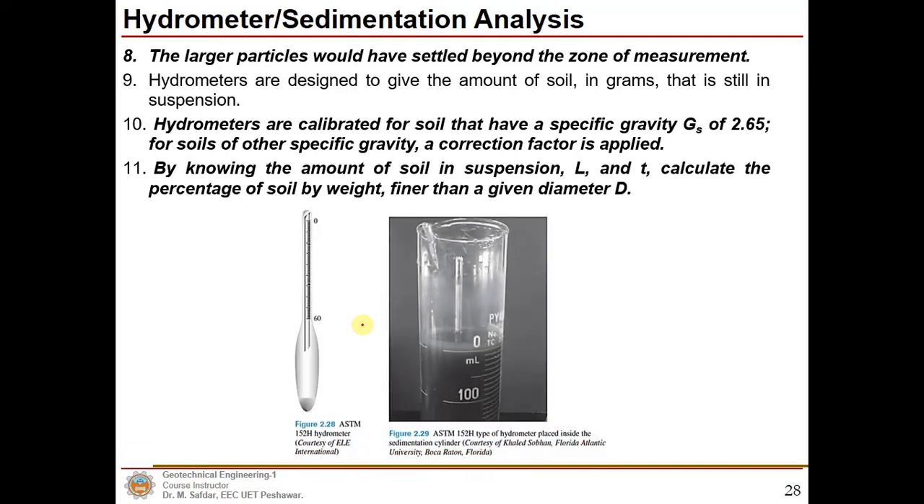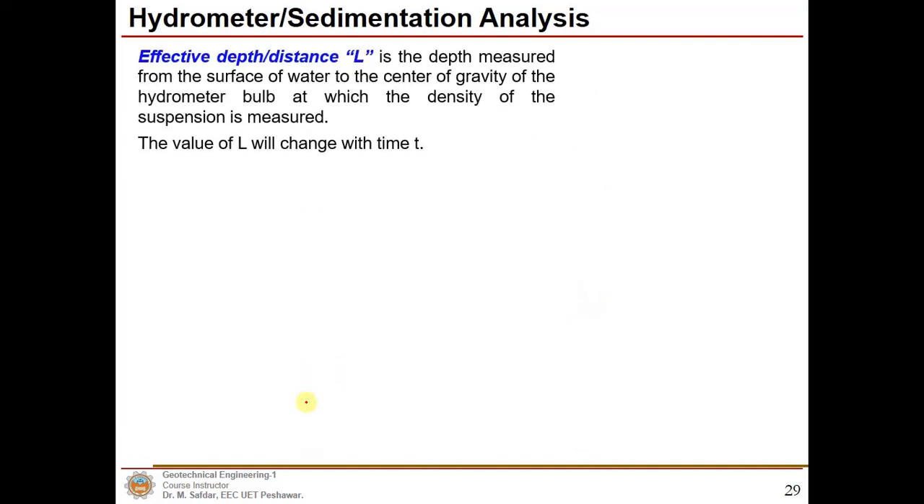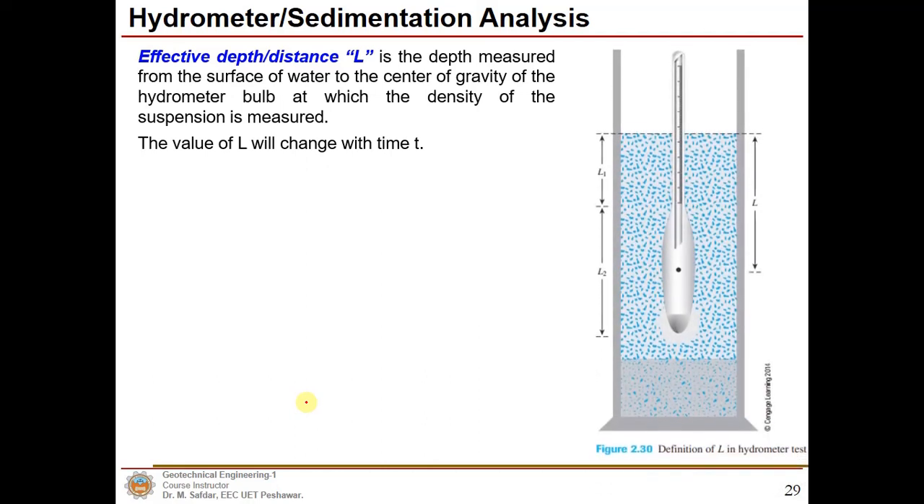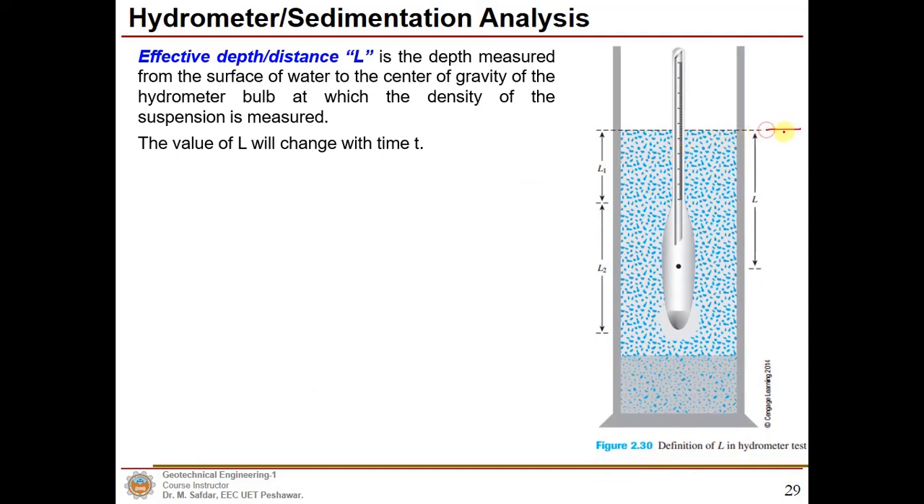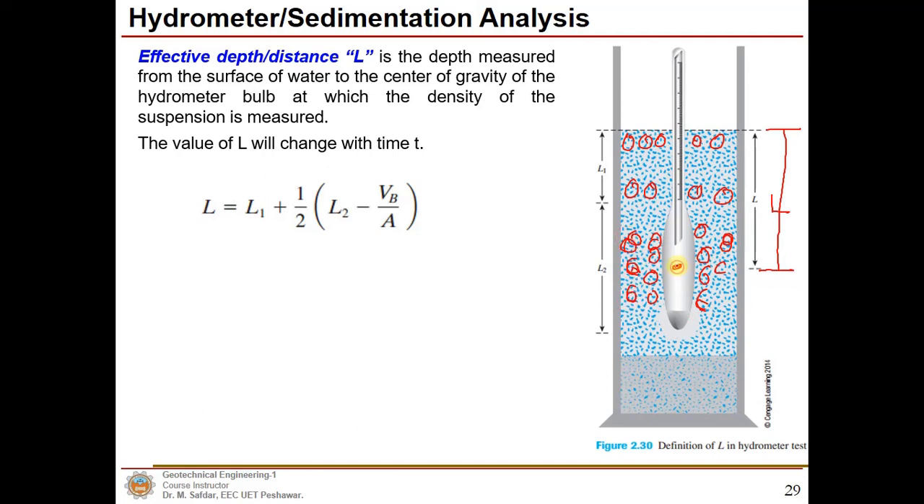By knowing the amount of soil in suspension, so you can see here the soil particles are in suspension, that's why it's giving us a muddy, darker look. And we place the hydrometer and we take the hydrometer reading R. The effective depth or distance is the depth measured from the surface of water to the center of gravity of the hydrometer bulb. So here is the L. The effective depth or distance, the value of L will change with time, and it is dependent upon the L1, because L1 is dependent upon the amount of particles in suspension here. So this is the center of gravity.